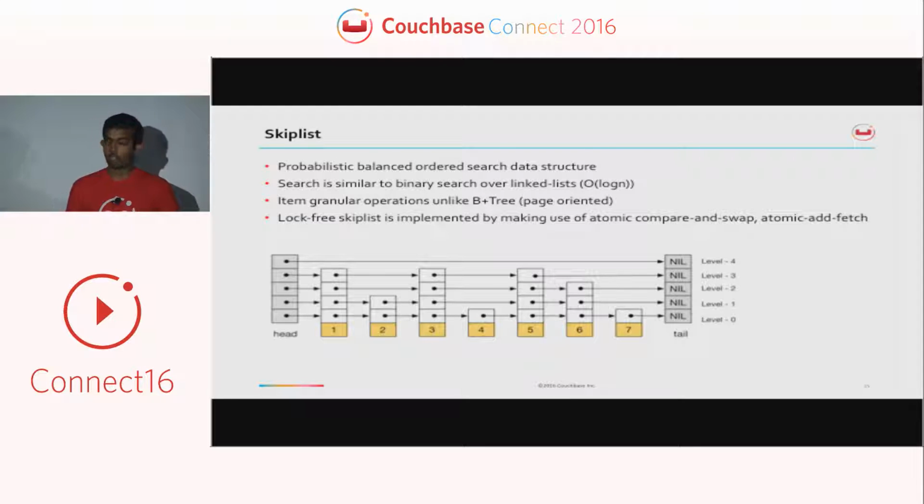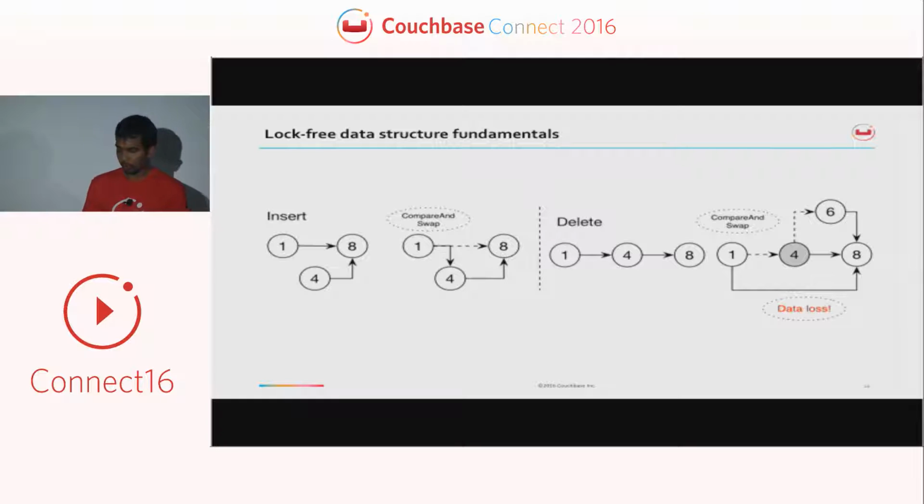This lock-free version of the skip list is implemented by using atomic operations such as compare and swap and atomic add fetch. We can now look at some of the fundamental data structure ideas we are using to make the skip list lock-free. The key idea is that all the linked list operations, insert and delete, are made lock-free by using compare and swap operations.